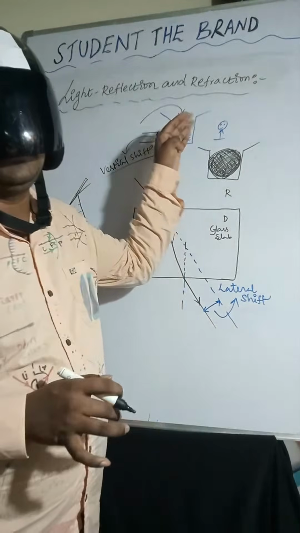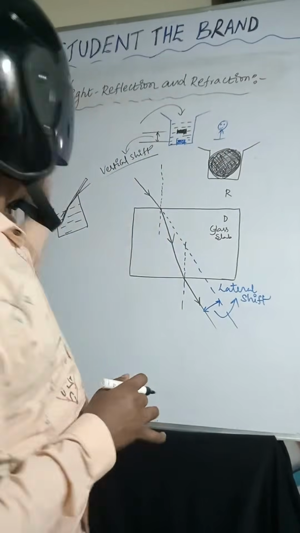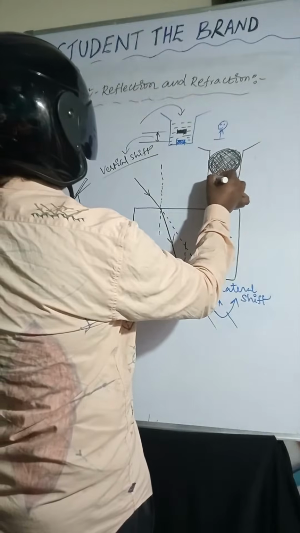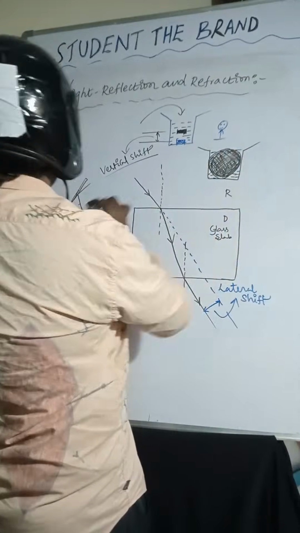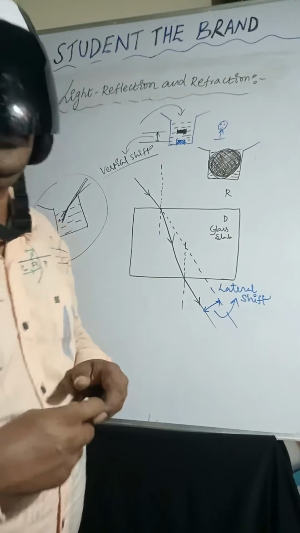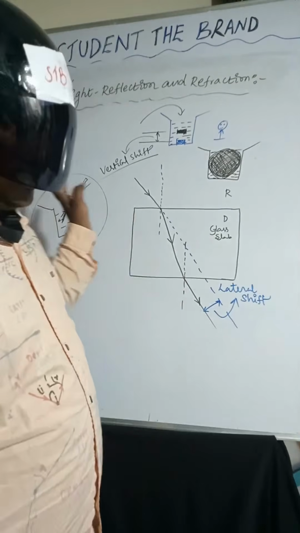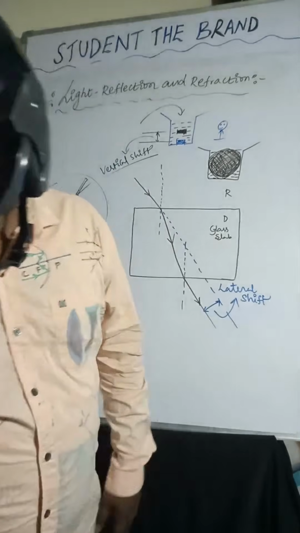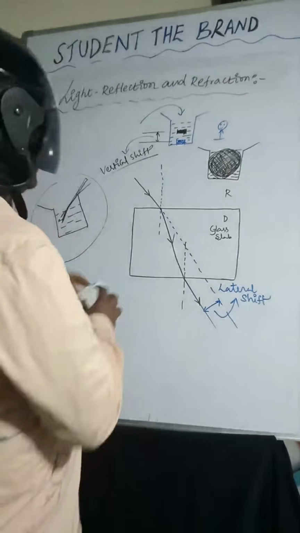One is the coin placed at the bottom of the beaker, and the lemon placed inside the beaker. Water is there inside of it. And the pencil inside the beaker also appears to be bent due to refraction of light. Okay, so next one, lens. We'll discuss lens.